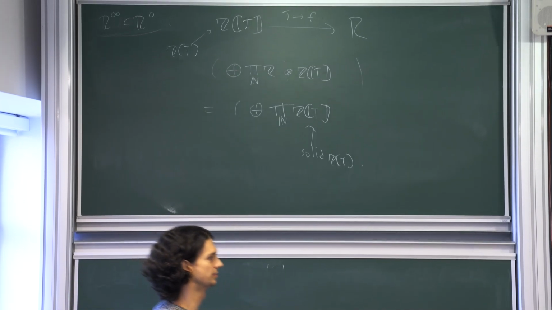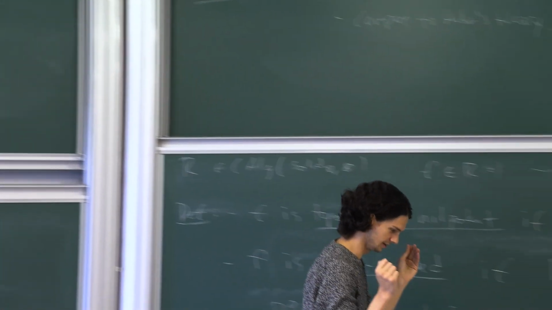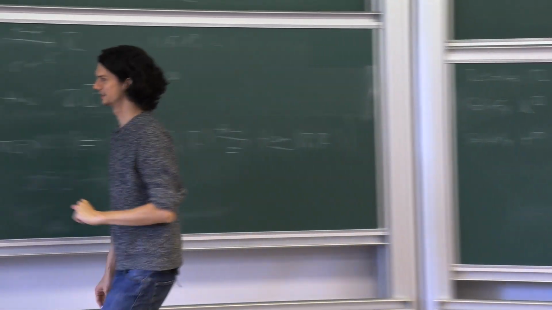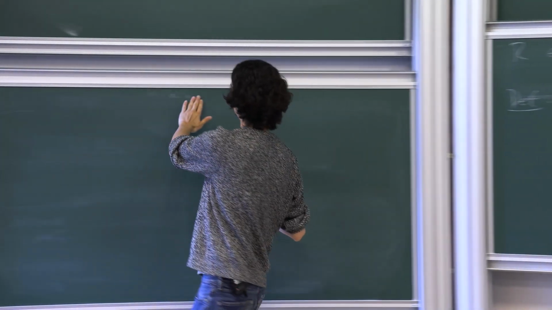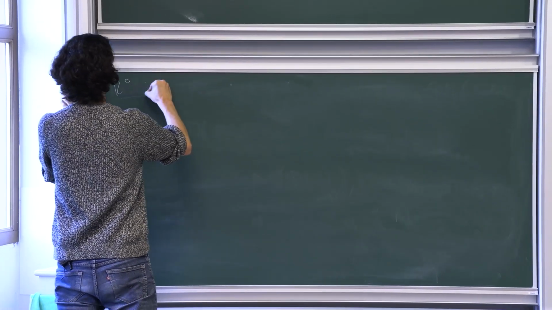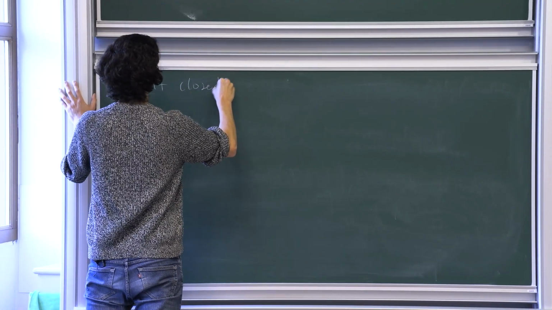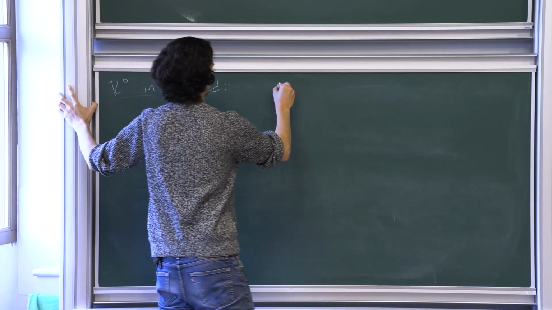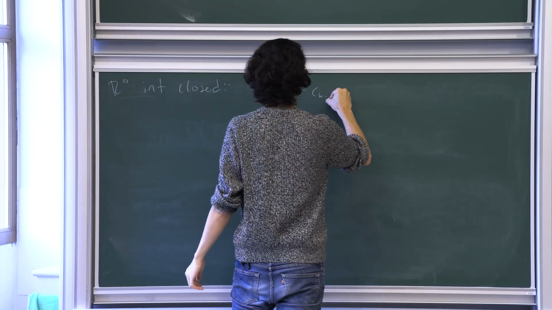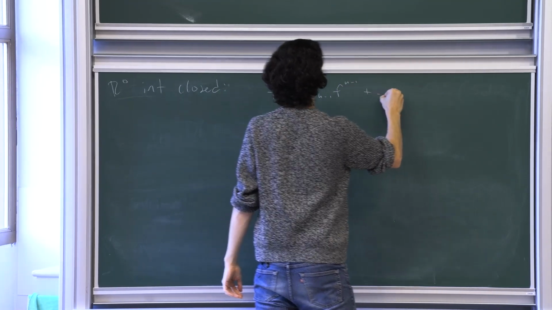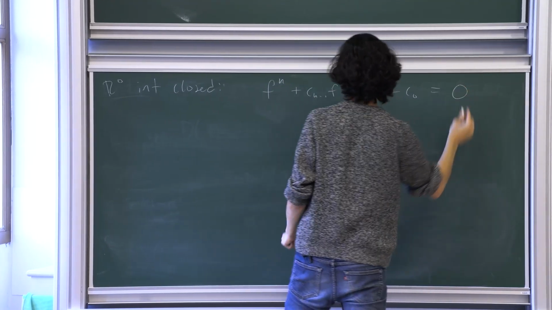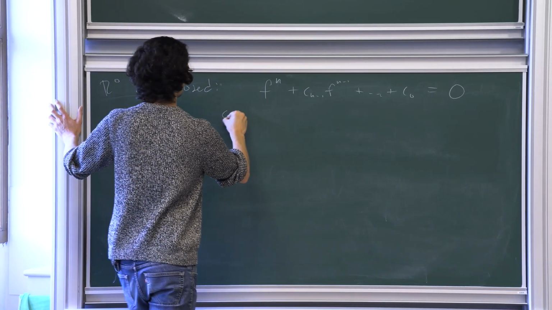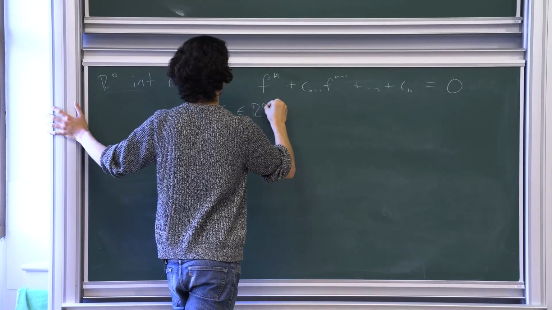Oh, I forgot to prove it's integrally closed. Oh, I'm sorry. Let's do that. So it's again a very similar argument. Let's say that we have an equation of the form where all the c_i are power bounded.